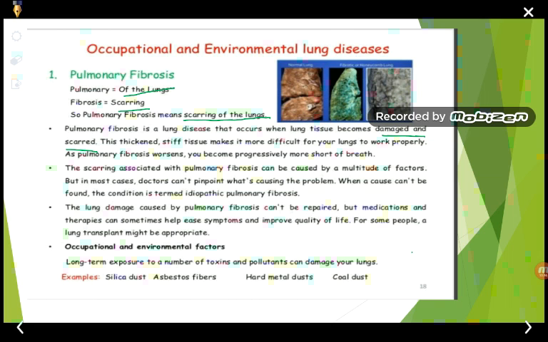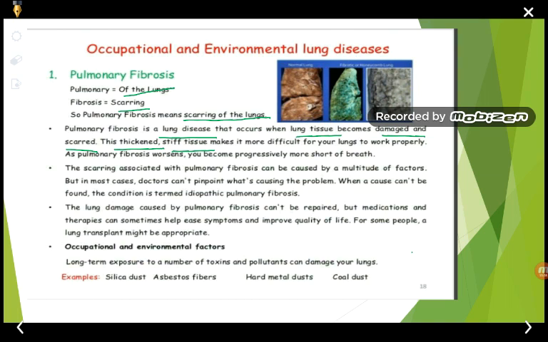So lung fibrosis or pulmonary fibrosis is a lung disease, एक प्रकार का ऐसा disease है which occurs in the lung tissues, and it damages the tissues. What does this do? Pulmonary fibrosis thickens and stiffens the tissue and makes it more difficult for your lungs to work properly.